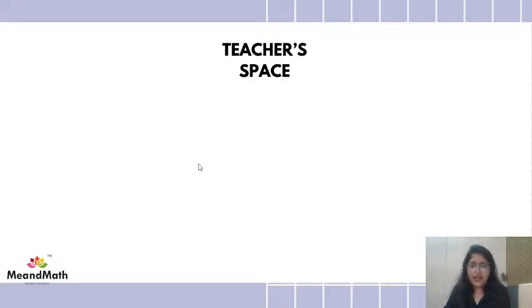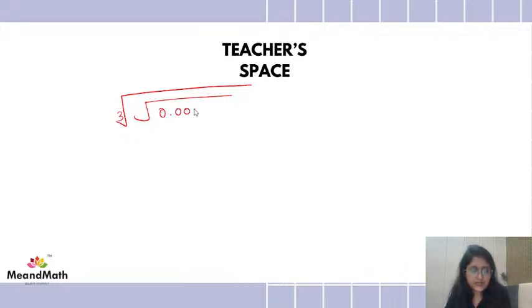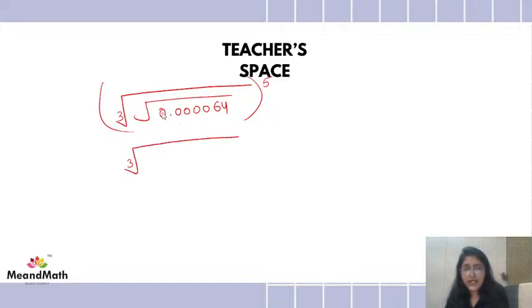Okay, let's try this question over here. We have the cube root of the square root of 0.0000064, and we have the whole thing with the power 5. All right. So how will we do this question now? First of all, we solve the inner root, the inner square root. So what will we get over here?